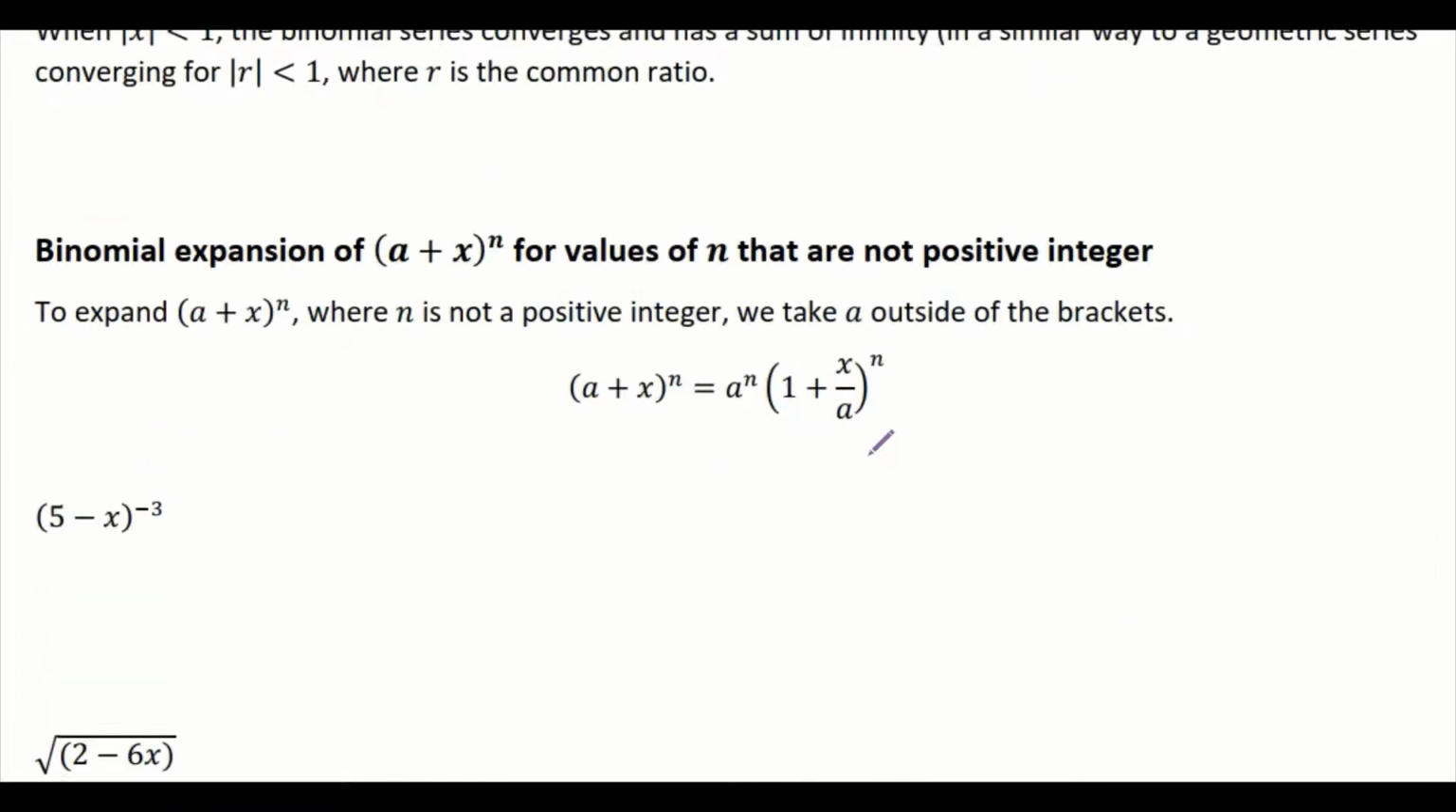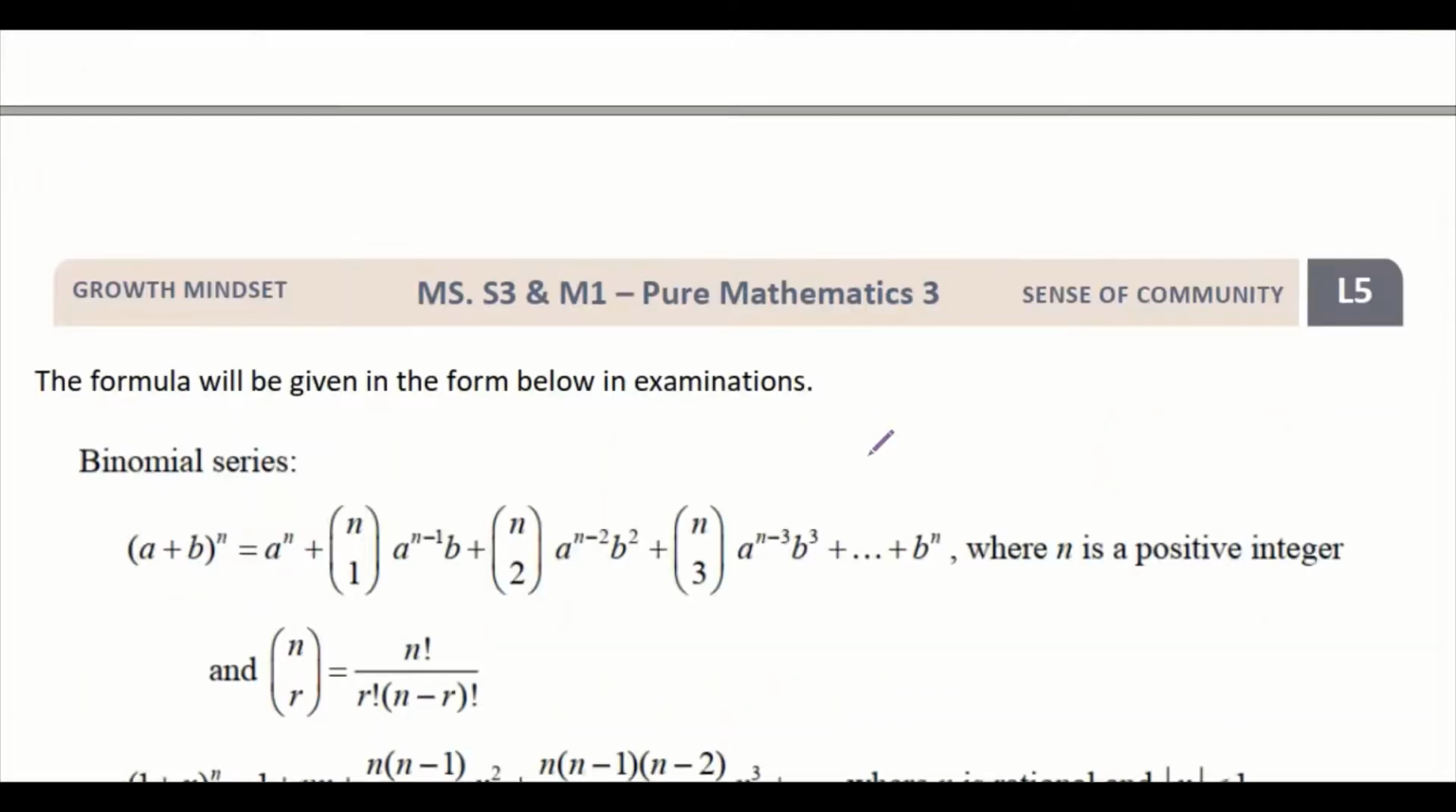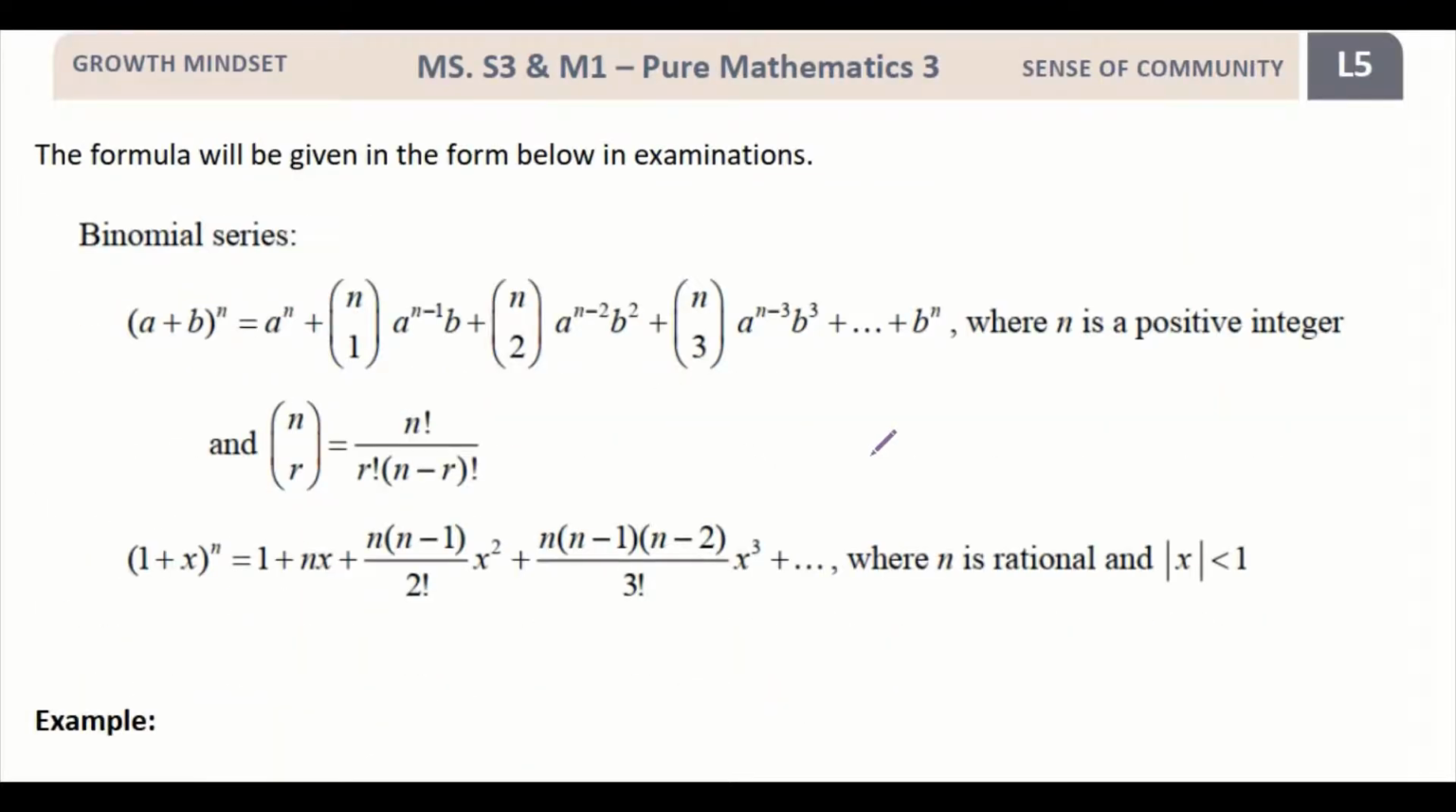Okay, same thing, in your notes itself I also put in the formula. This is the formula that will be given in your exam. They will write binomial series. Then this part is basically what you have learned in P1, where n is a positive integer. Then they give you the formula for combination. After that, the third line will be the formula that we are going to use today.